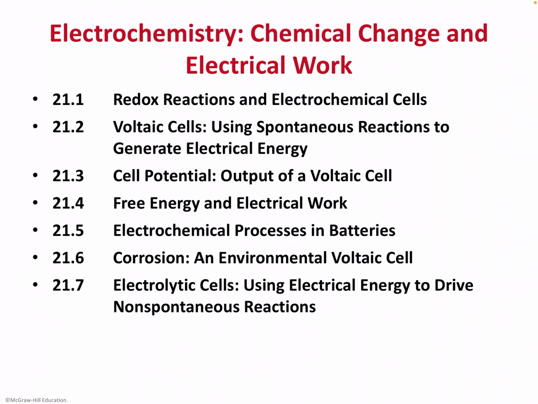So here we are at chapter 21. Let's go ahead and talk about what's in chapter 21. We're going to learn about electrochemistry, chemical change and electrical work. We're going to review what redox reactions are, and then we're also going to talk about electrochemical cells, voltaic cells, cell potential, free energy and electrical work, electrochemical processes in batteries, corrosion, and electrolytic cells. So these are what we're going to be talking about in this chapter.